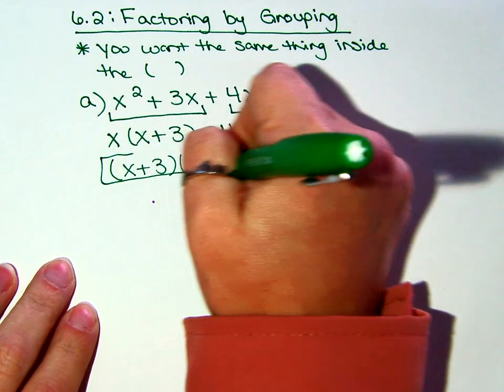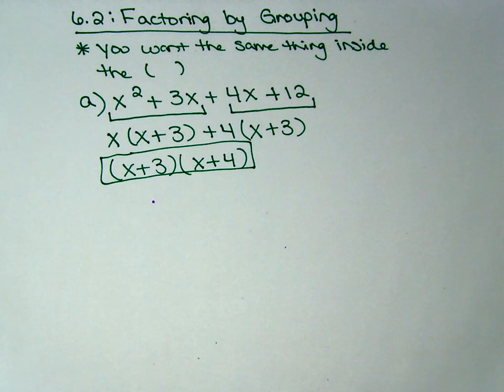Nowhere in 6.2 will you be asked to solve. We are not setting these equal to 0. We are not finding out what x is. We are not solving. All we are doing is factoring completely. Factoring until we cannot factor anymore.